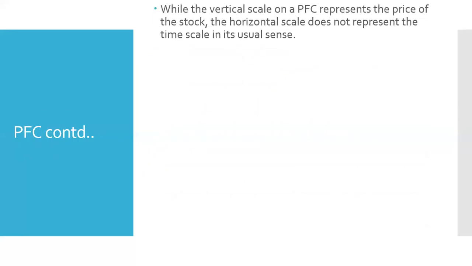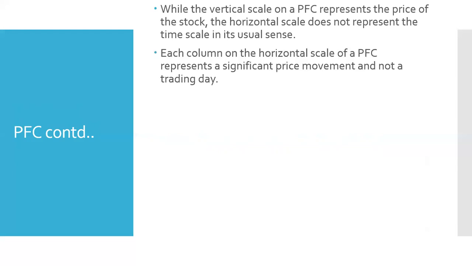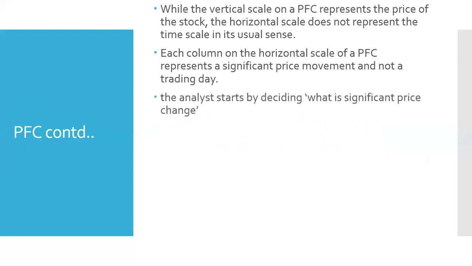While the vertical scale on a PFC represents the price of the stock, the horizontal scale doesn't represent time in its usual sense. Each column on the horizontal scale represents a significant price movement and not a particular trading day or week. The analyst starts by deciding what is a significant price change. Now, a significant price change may depend on the price range for that particular share. That means from share to share, the significant price change may differ.